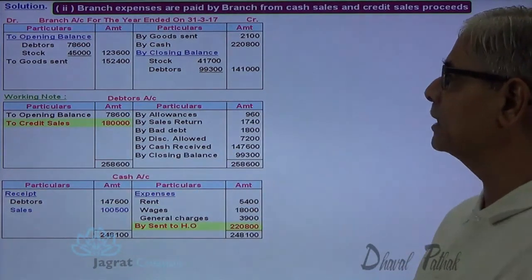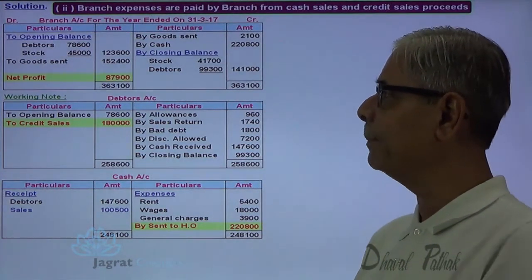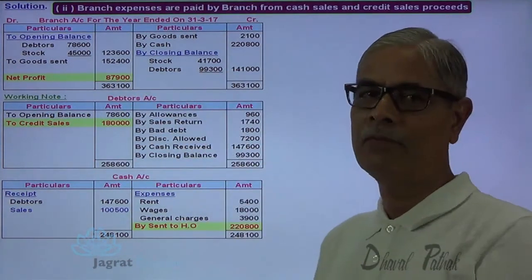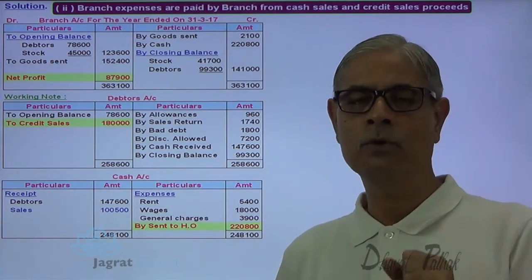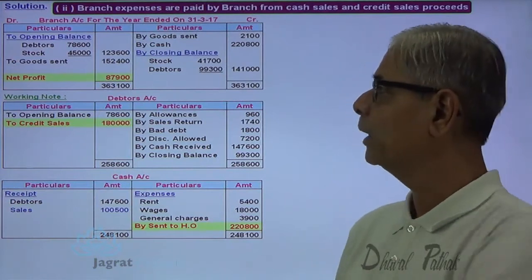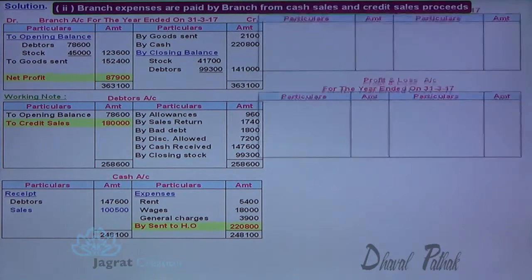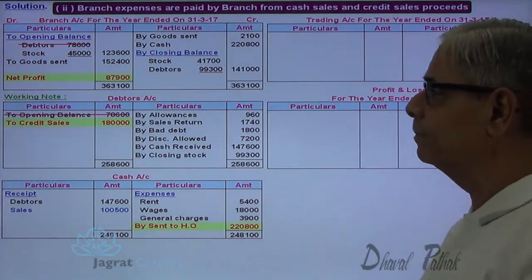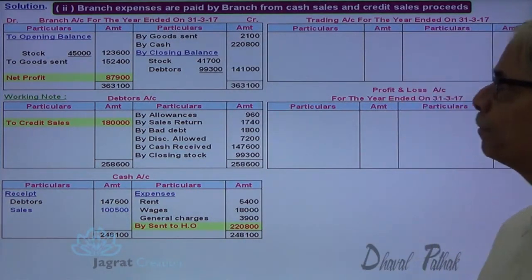Now after preparing all these things, if I try to find out the profit, it is going to be the same as we have calculated before. 87,900 is the profit of the branch account. The same profit we have found out in the previous method also. Now on the basis of that, I want to prepare the trading and profit and loss account. Once again, the opening balance of debtors cannot be recorded in this trading and profit and loss account, so it is removed from this. Just for the explanation, I am doing all these things.